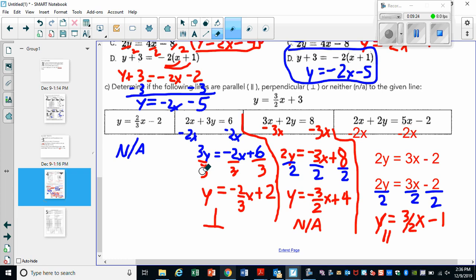And I'm going to make these 3's a little better looking, because I know today was strange with the board.